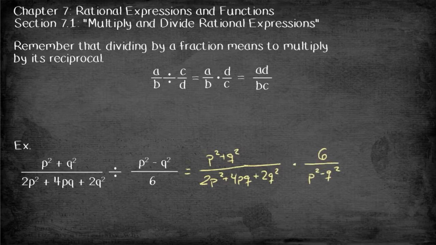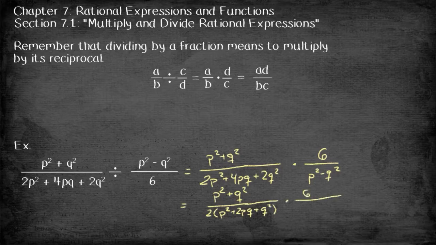Let's factor. So I know the numerator of the first one doesn't factor because it's the sum of 2 squares. That stays as is. And there's a GCF of 2 in the denominator of the first. 6 is just 6. P squared minus Q squared, difference of squares. Kind of running out of room.